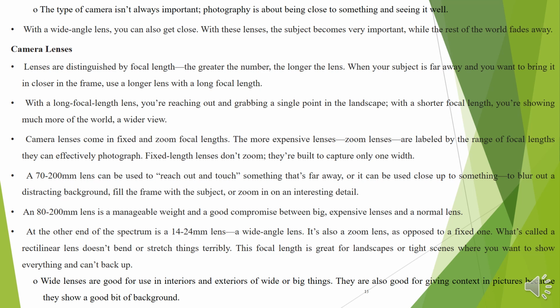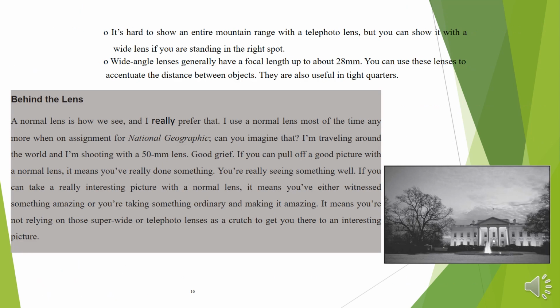They are also good for giving context in pictures because they show a good bit of background. It is hard to show an entire mountain range with a telephoto lens, but you can show it with a wide lens if you are standing in the right spot. Wide angle lenses generally have a focal length up to about 28 mm. You can use these lenses to accentuate the distance between objects. They are also useful in tight quarters.